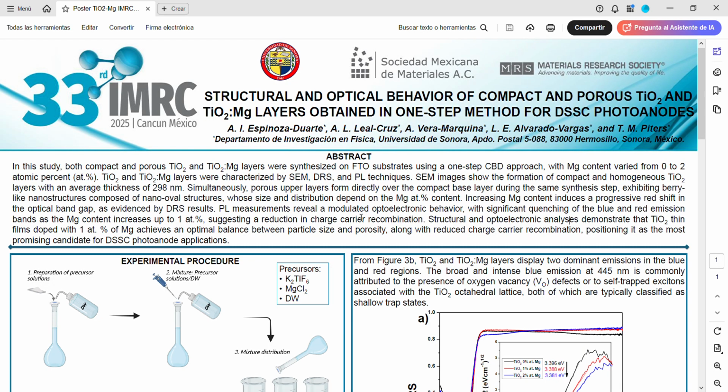In the present work, both compact and porous titanium dioxide layers were synthesized on fluorine-doped tin oxide substrates using a one-step chemical bath deposition approach, with magnesium content varied from 0 to 2 atomic percent. The layers were studied through scanning electron microscopy, diffuse reflectance spectroscopy, and photoluminescent techniques.